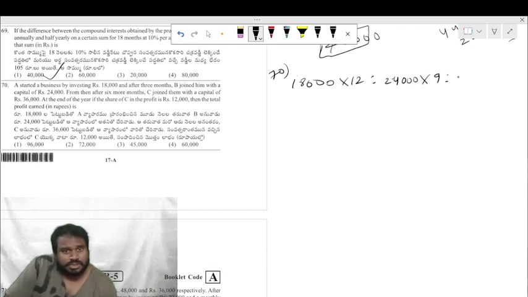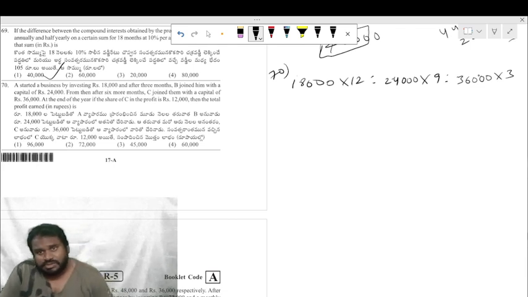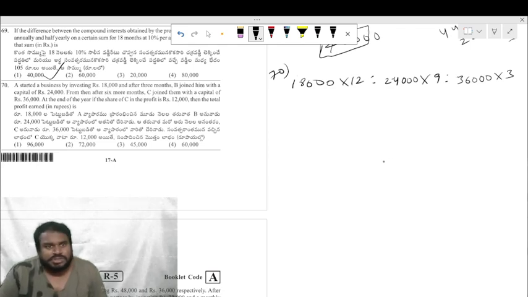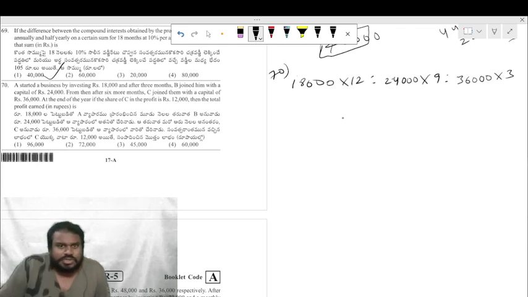The next, 6 more months. Then C joined with a capital of 36,000, but he was there only for 3 months, because after 3 months of A joining, B joined, and after B joined, after 6 months, C joined. So only 3 months he will be there to complete the year. At the end of the year, the share of C in the profit is rupees 1200.